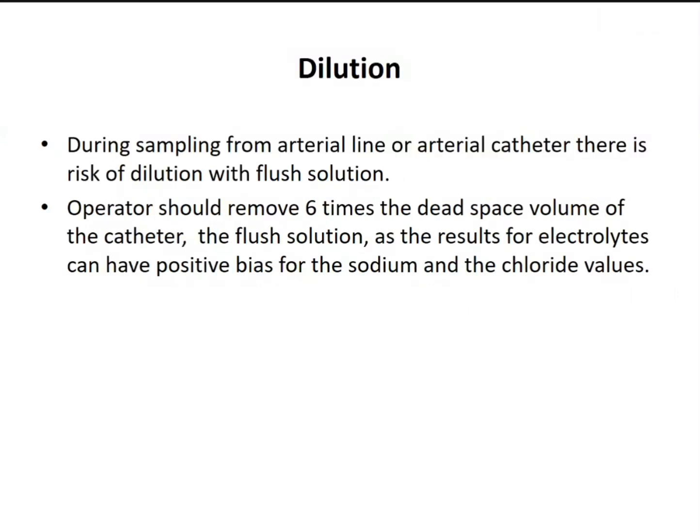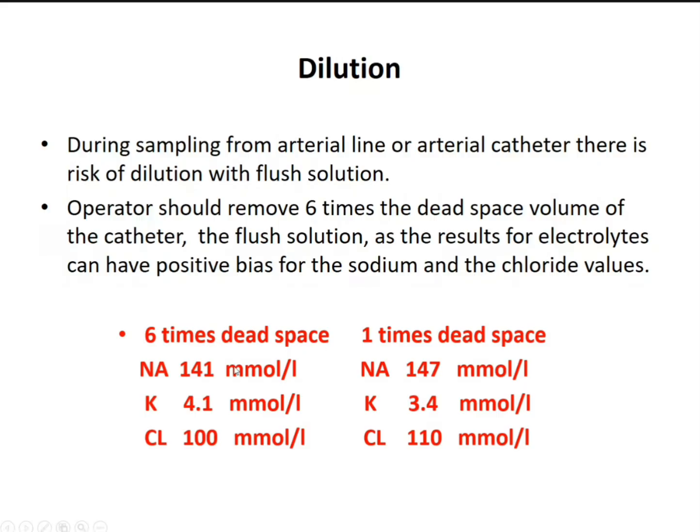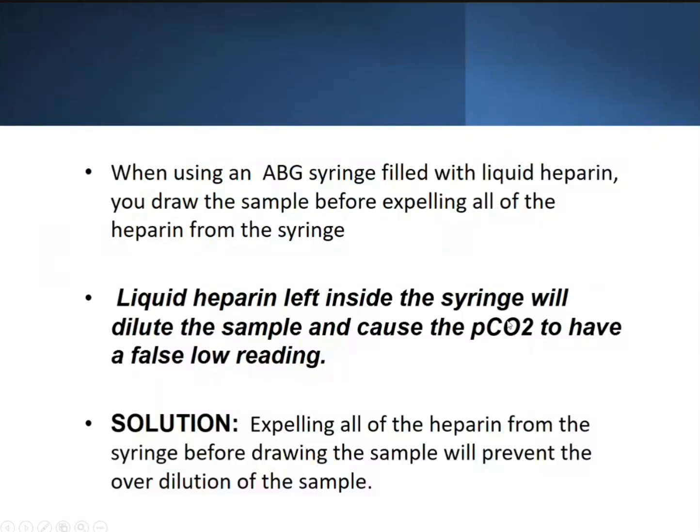Dilution during sampling from an arterial line. If you are collecting from a central line, there may be dilutions happening. So you have to flush the line first, discard the sample that you initially collect, and then take the sample for testing. Right. This is an example where you have a difference in your values of chloride and potassium because it has been collected from a central line.